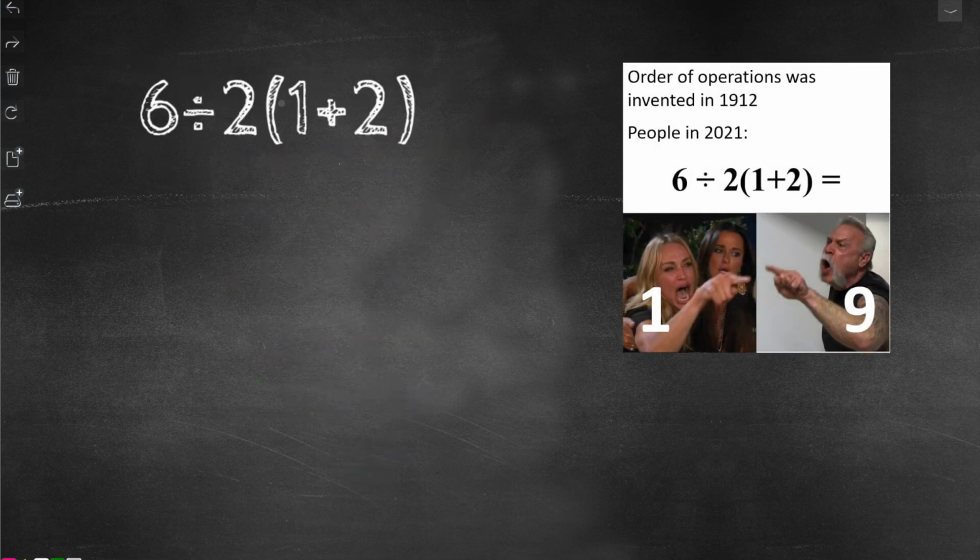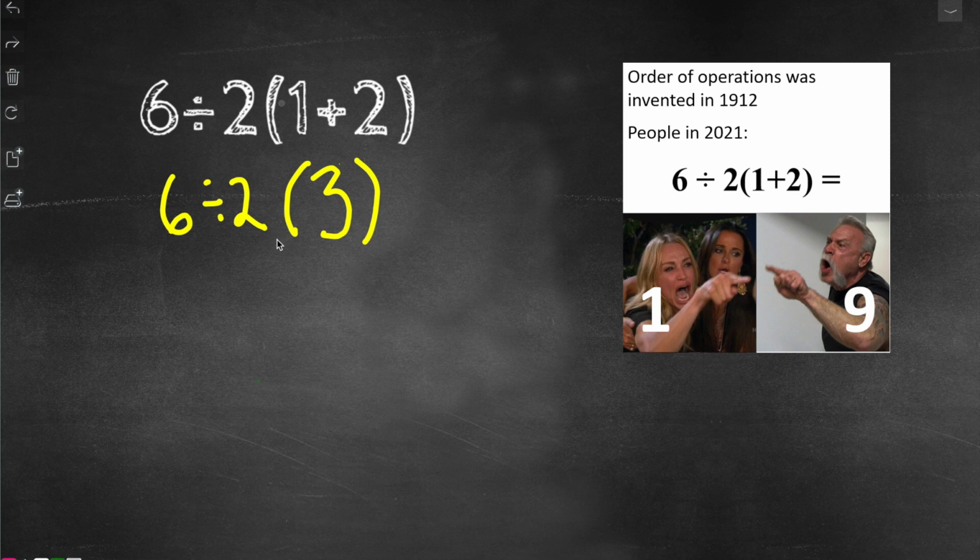Okay, for our second problem, let's go back to our meme from the beginning, and let's solve that and see who's right. The first step I'm going to do is my parentheses. So 1 plus 2 equals 3. I make sure I put my parentheses around the 3, and everything else drops down. 6 divided by 2 times 3.